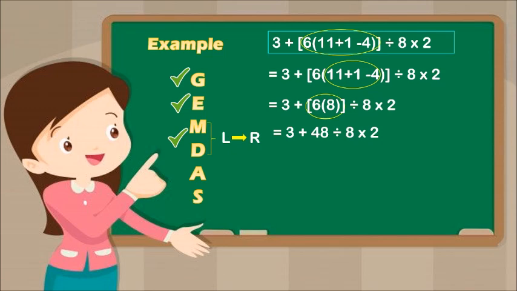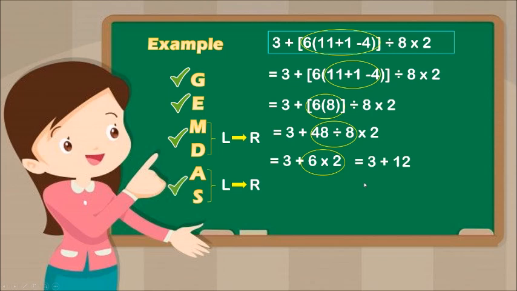Again, there is the division and multiplication. So first is the division and then the answer will be multiplied by 2. So we have 3 plus 6 times 2. So next is the multiplication. So 3 plus 12. Next is addition or subtraction. So we have, from left to right, 15.